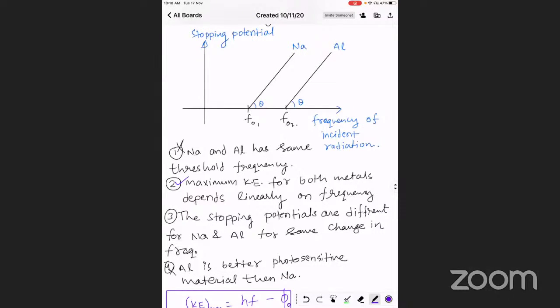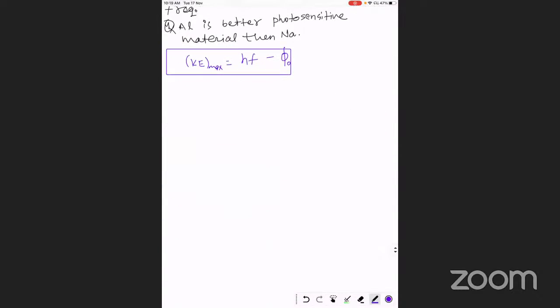Can anyone explain why they are parallel? Why graphs is parallel? Because their slope is h. No, now slope is not h. Wrong. Let's make it a question. Find slope of given graph. Question number 3. What is slope of stopping potential versus frequency graph?